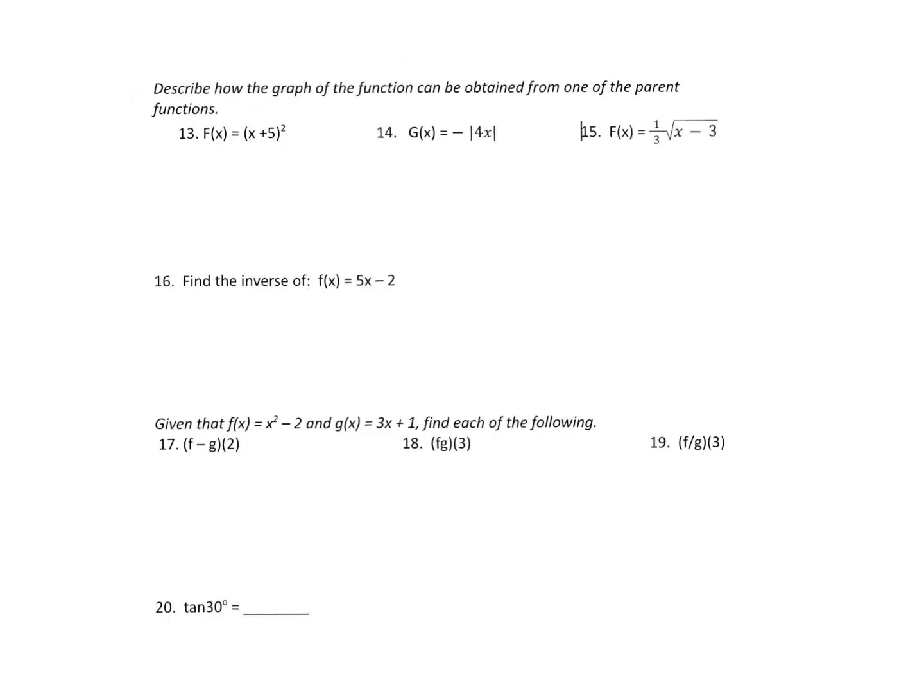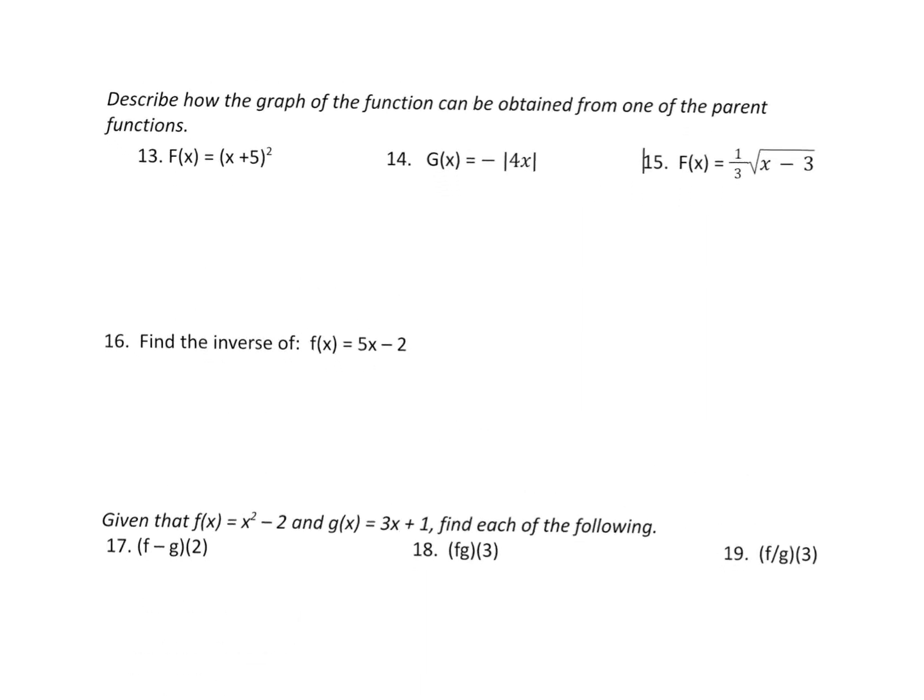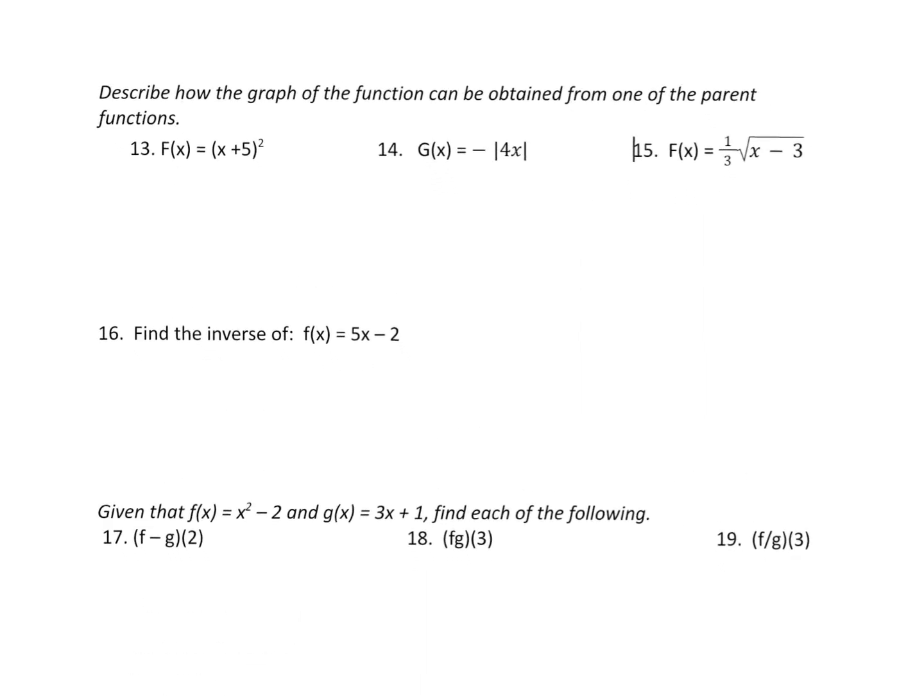All right, 13. Describe how the graph shifts and things. So these are those transformations we got. We have a +5 inside. That means it's going to shift opposite of what you think. Left 5.